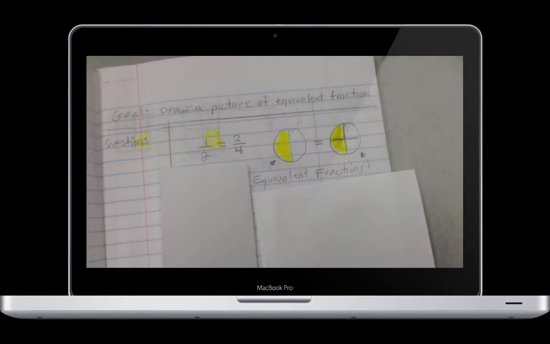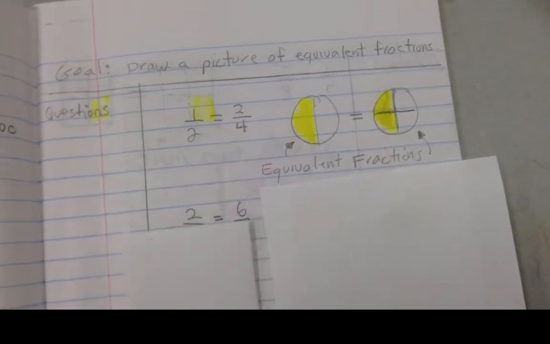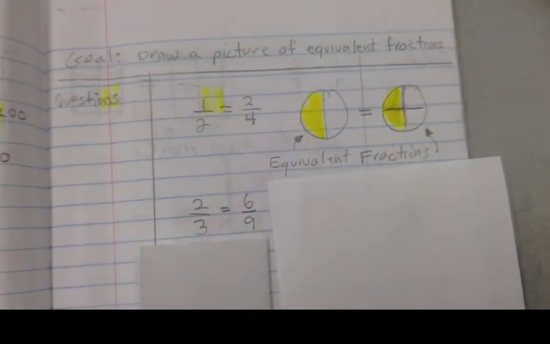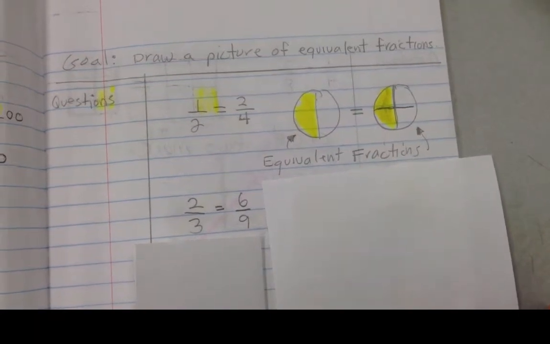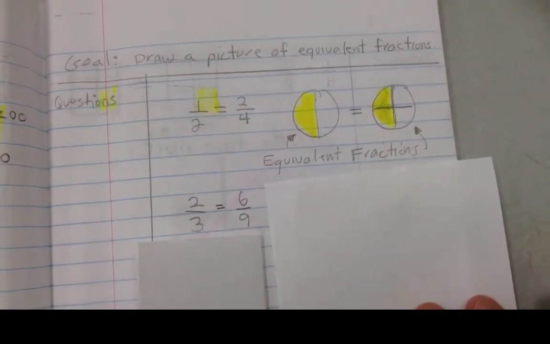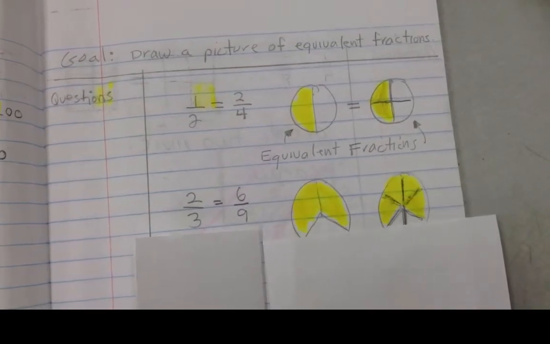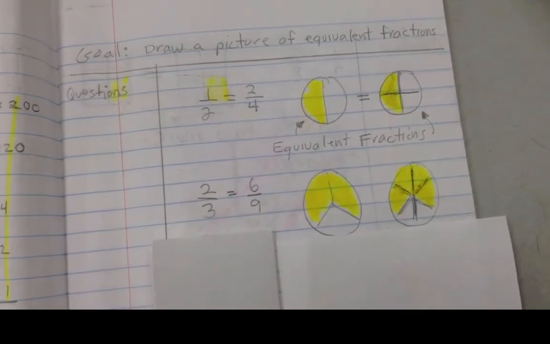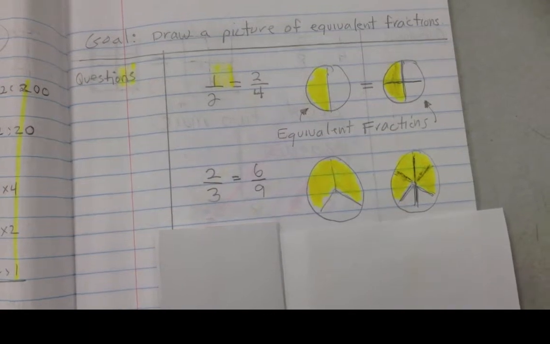The next example is 2/3 equals 6/9. Let's take a look at the picture. The first circle has 3 parts, 2 of them are shaded, and surprisingly the second circle is inaccurate. It has 6 parts and 4 of them are shaded. So see if in your notes you can fix that mistake with 6/9 and write what fraction that would be.